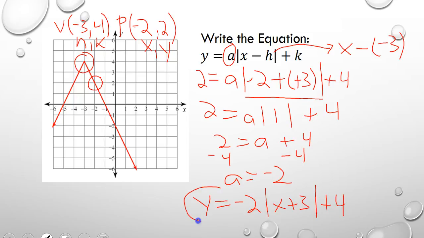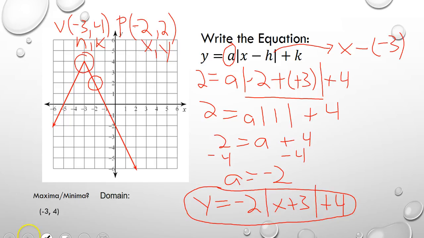Okay, so this is our equation. The other pieces of information that you'd be asked for are the maximum and the minimum. In our case, it's a maximum at -3, 4, which is the vertex. I would ask you for the domain, which is all reals, -infinity to infinity. And the range for this one, it's opening down, so it's actually coming from -infinity and stopping at the y value 4. So it goes from -infinity to 4. And that about does it for this one.